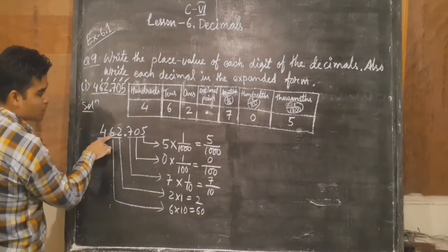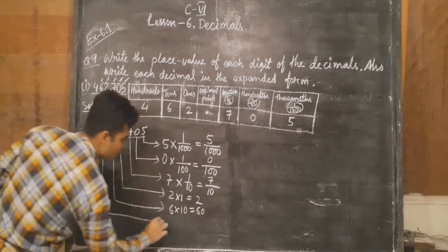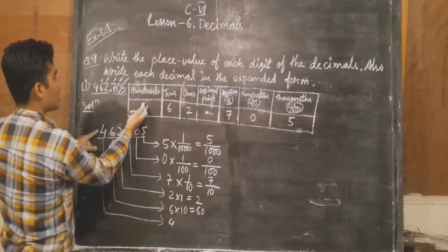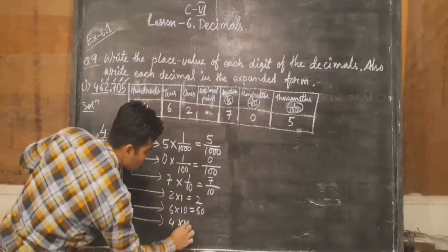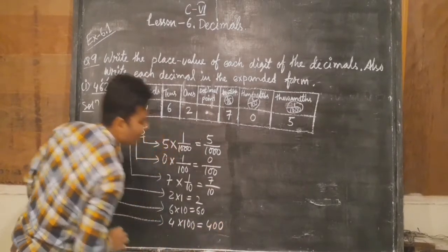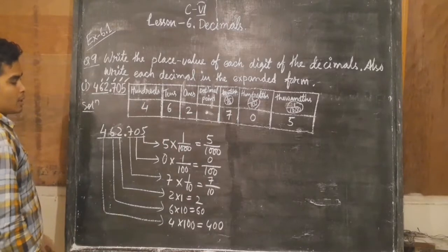The place value of this digit is 60, and the place value of this digit will be, it is in which place? Ones, tens, 100. This is in the 100 place. We will multiply 100, then the place value of this digit will be 400.